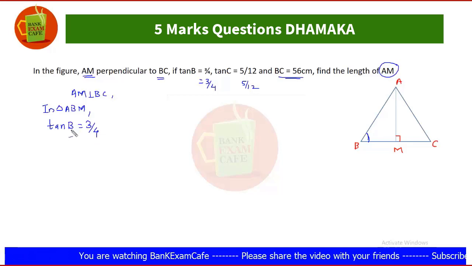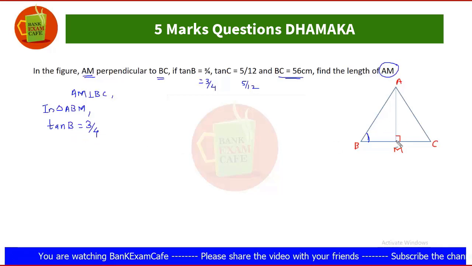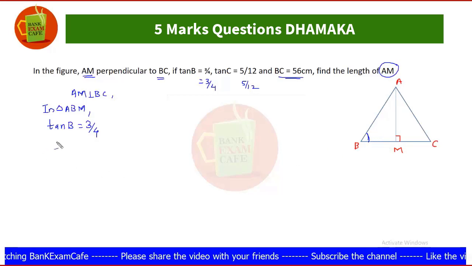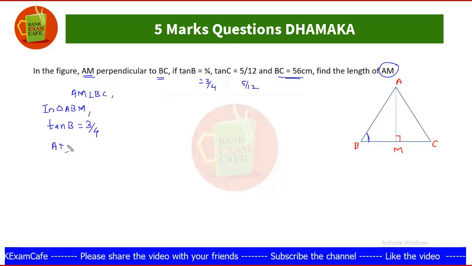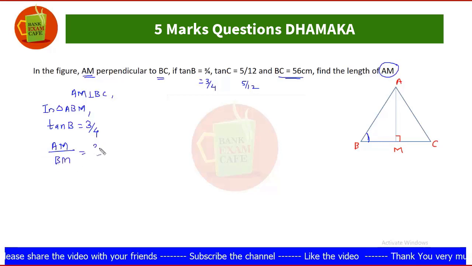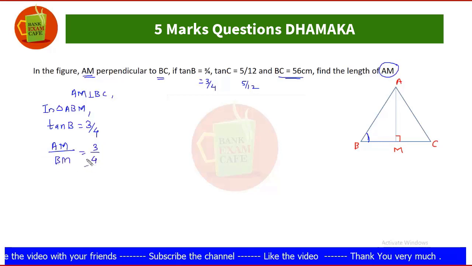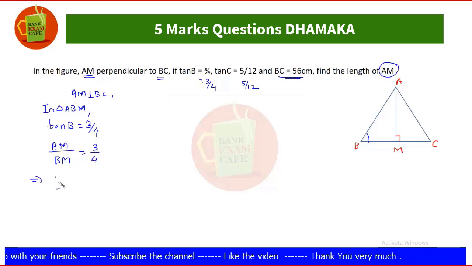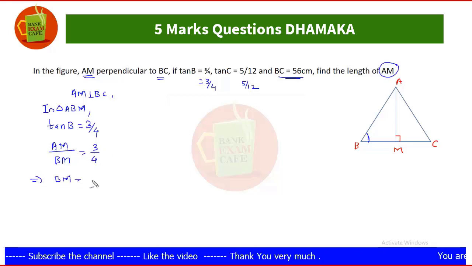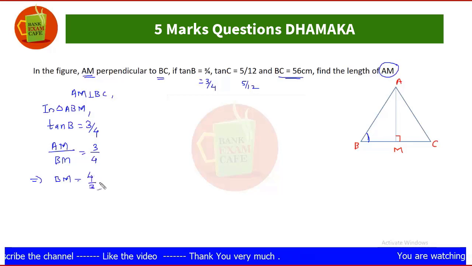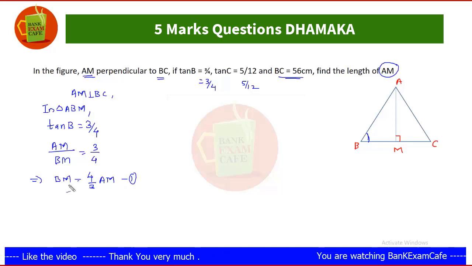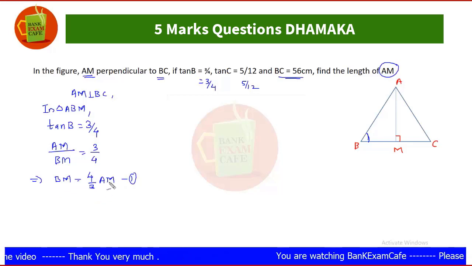but tan B means what? Opposite side upon adjacent side, it means AM upon BM. So here it is AM upon BM that is equal to 3 by 4, and therefore BM is equal to 4 by 3 of AM. Let this be number 1. So BM is equal to 4 by 3 AM.